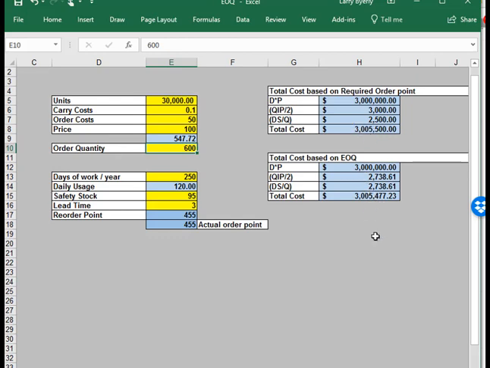economic order quantity. So the next question we can ask then is, well, when do we need to place the order? We want to place the order so that we don't run out of inventory. So this company roughly works 250 days out of the year. So their average usage, which is 250 divided into the annual demand, is 120 units per day.